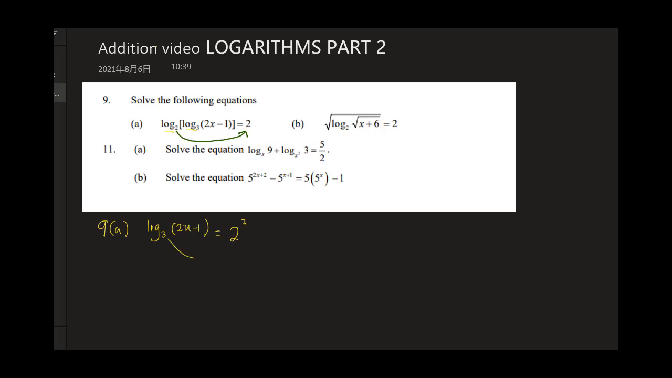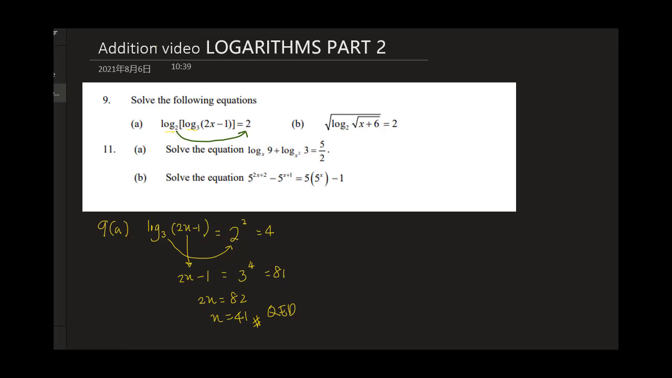So again, 3 to the power of, as we know this is a 4. The right hand side will become 3 to the power of 4. Then this one, just copy down only 2x minus 1. So this equals 81. We get 2x equals 82. x equals 41. It's very simple, quick and easily done, right?